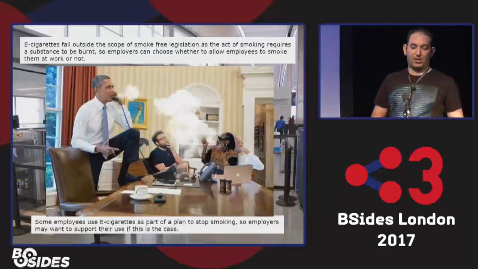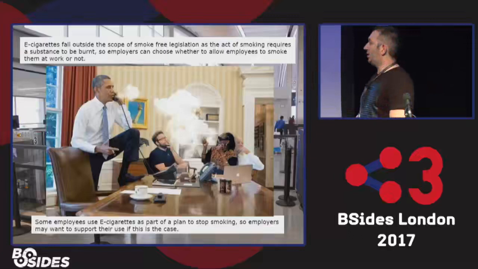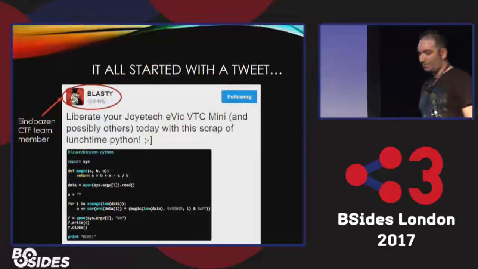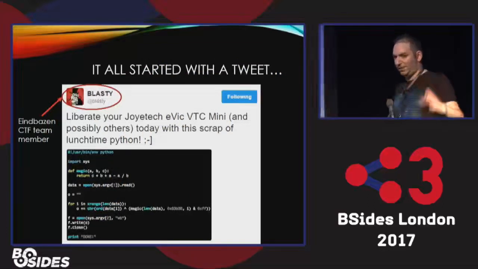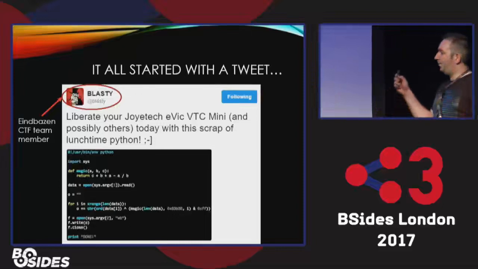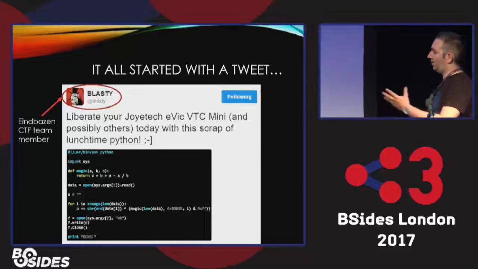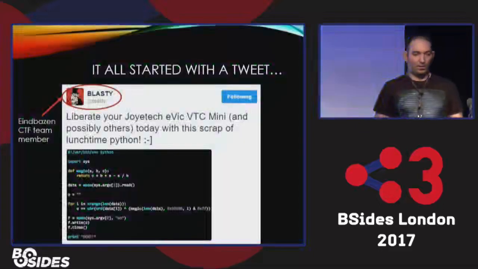So how do you actually go about turning an e-cigarette into something more interesting? Well, for me, it all started with a tweet. And this is Blasty from the Einbase CTF team. He's part of a really big German-Austrian CTF team, I can't remember. And what he posted was the code to deobfuscate or descramble the firmware of these devices.